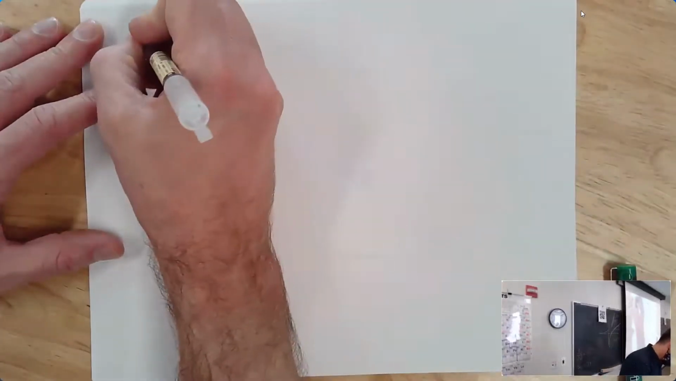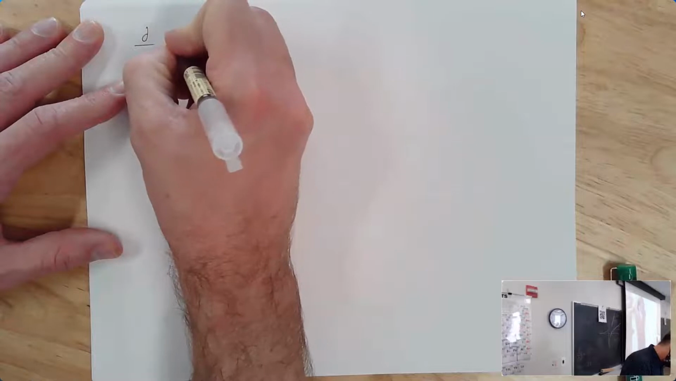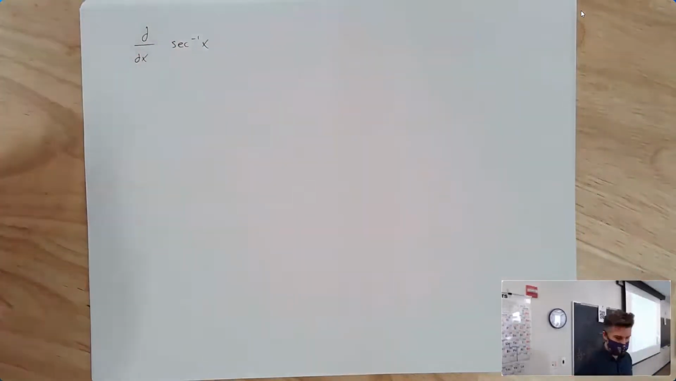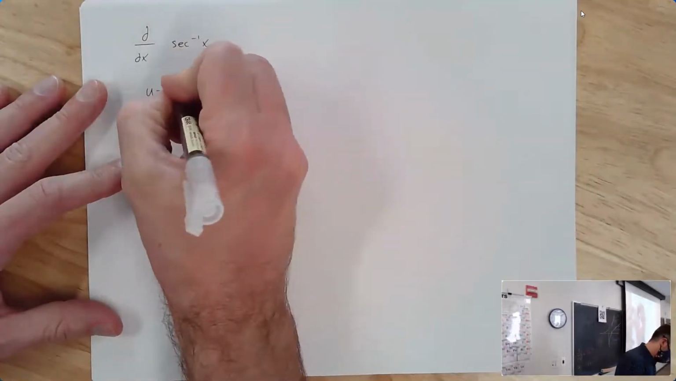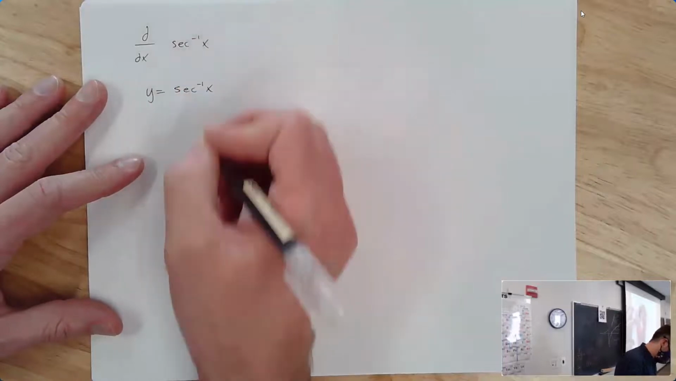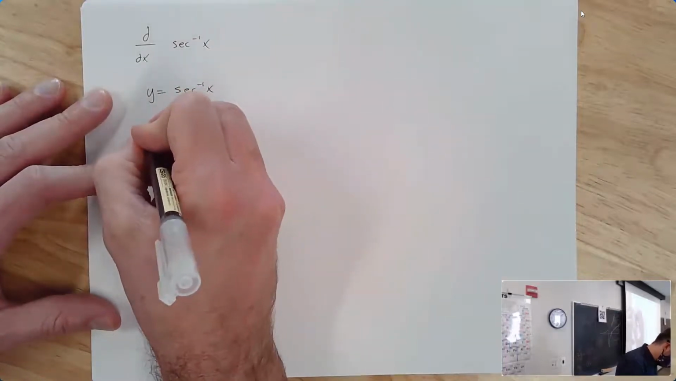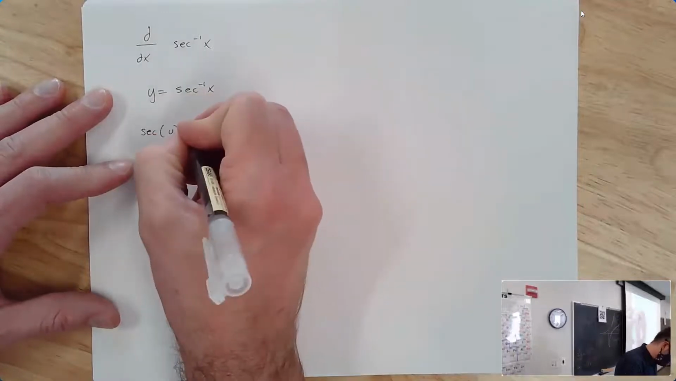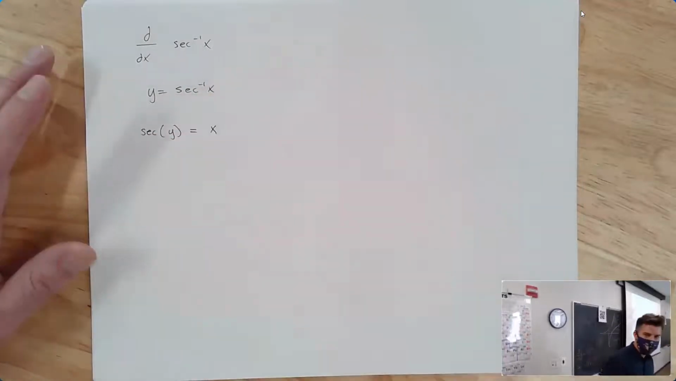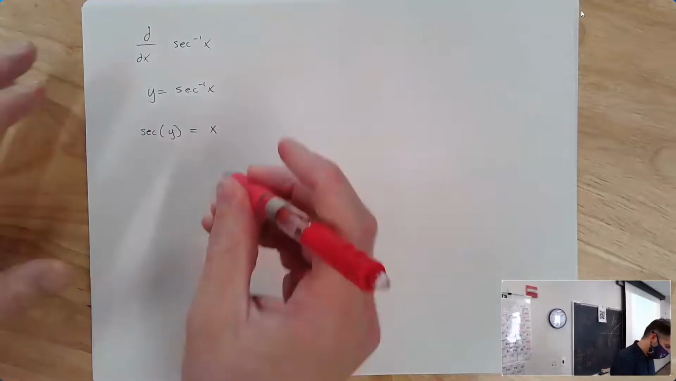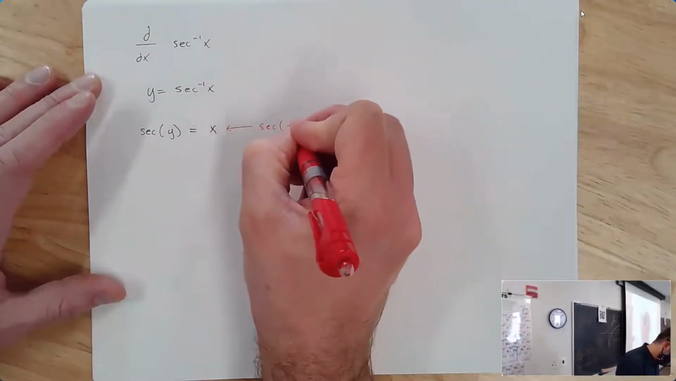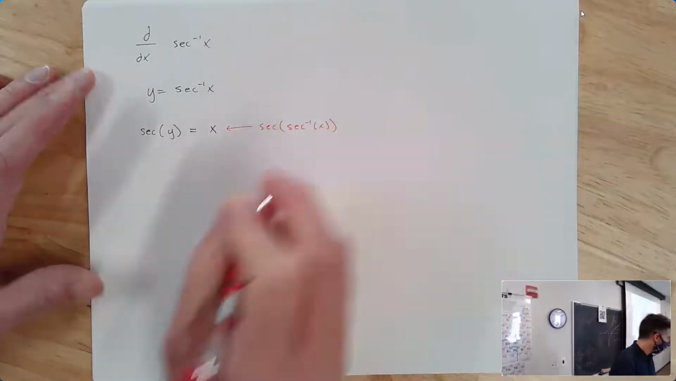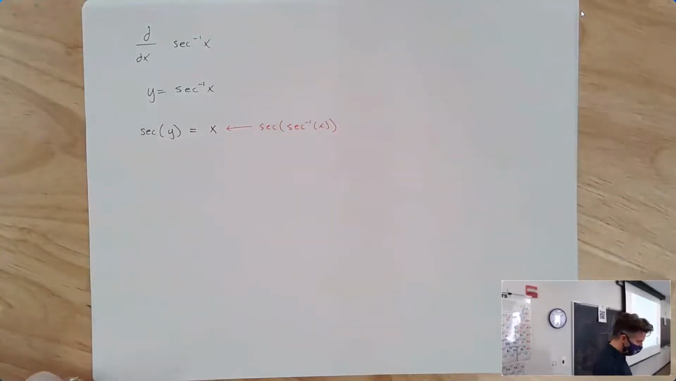Let's find the derivative of inverse secant of x. And we'll hold off on talking about what we're going to get until the very end. So same deal. y equals inverse secant of x. We're going to rewrite it as secant of the angle y equals just x, which is really secant of the inverse secant of x, if you prefer. You don't have to think about it that way.